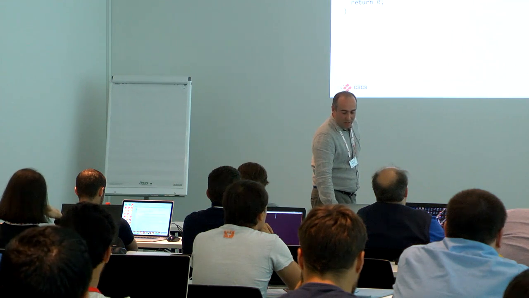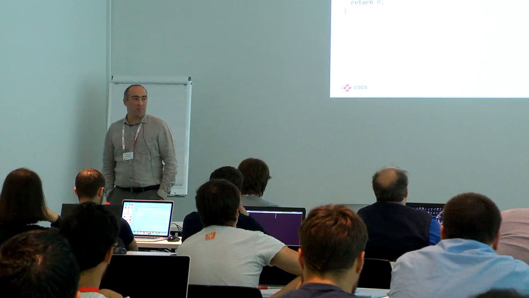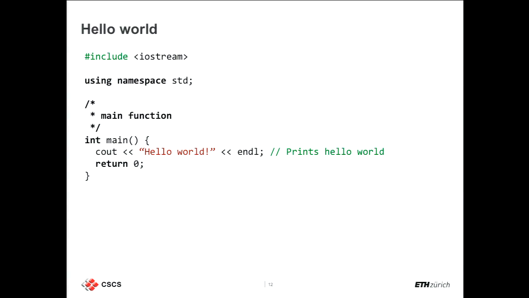But let's go and see some code. So who's able to tell me what's wrong with this code? Yeah, the using statement at the global scope. If you do using namespace something, put it inside the scope, for instance, inside main and not in the global scope. Using in the global scope is very bad practice.